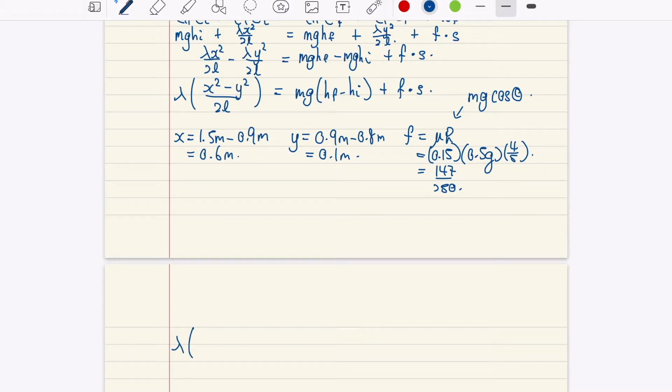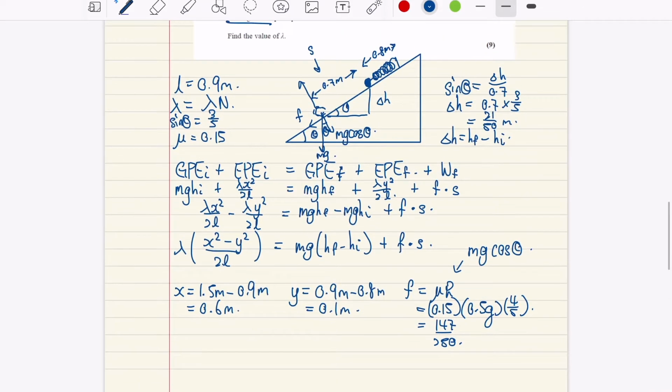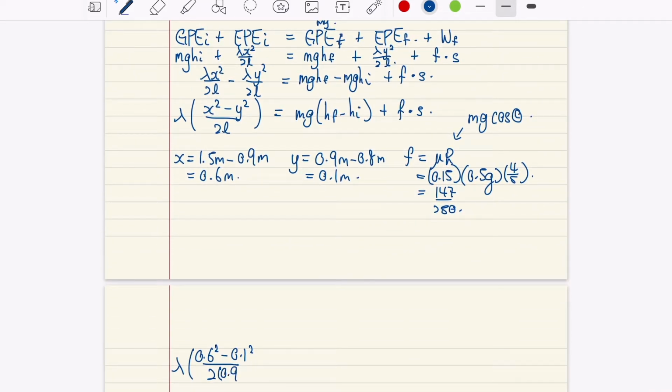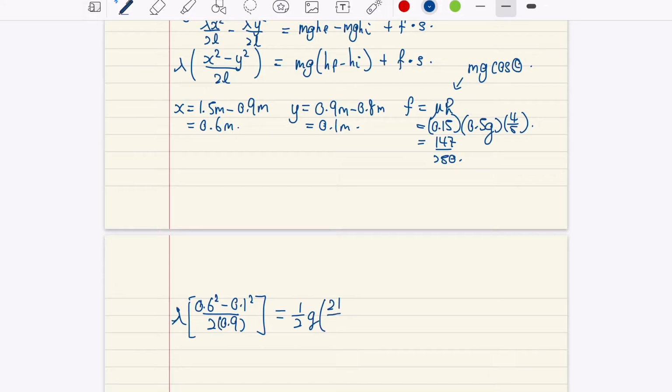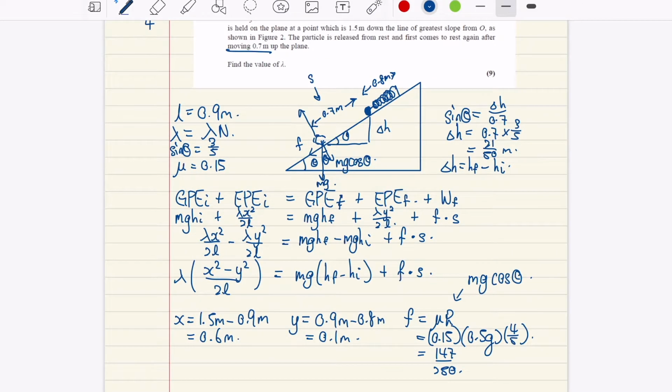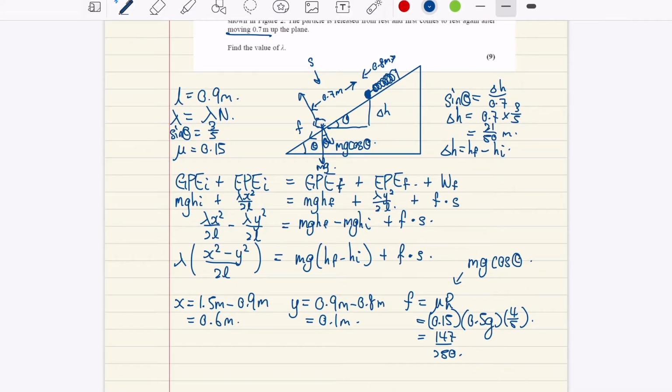We'll sub all the values in. So (0.6 squared minus 0.1 squared) divided by 2 times the original length 0.9, times lambda, is equal to mg, which is half g, times the difference in height, which is 21/50, plus the friction times the distance moved by the particle, which is 0.7.